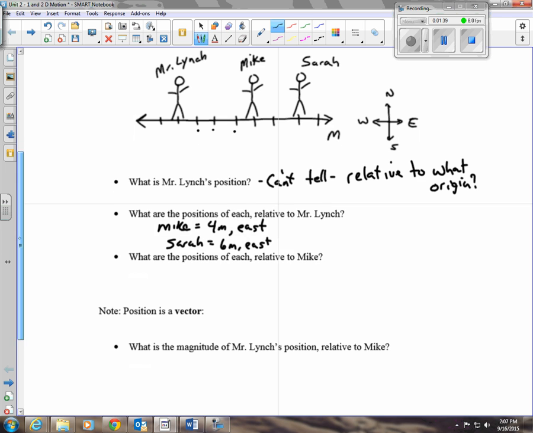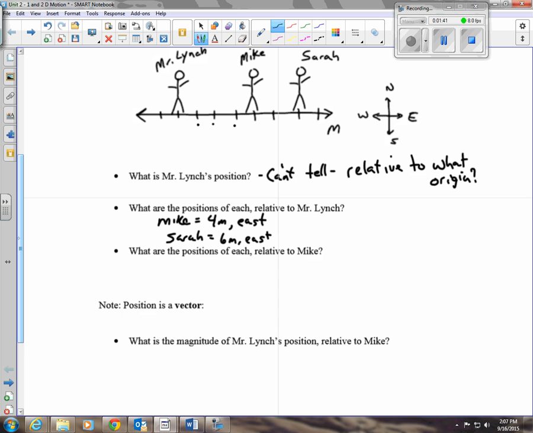What are the positions of each relative to Mike? Okay, look like that. Mr. Lynch is 1, 2, 3, 4 meters away to the left, or 4 meters west. Or we could write that as minus 4 meters. And actually, relative to Mike, his position is 0. He's at the origin. And Sarah is at 2 meters east. Or another way to say it would be plus 2 meters.